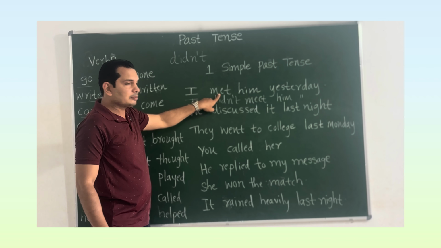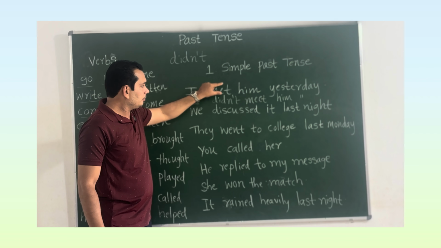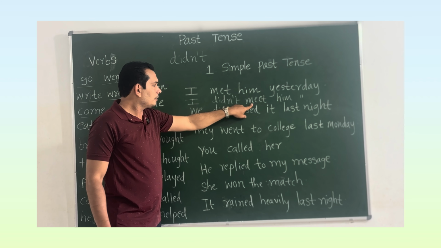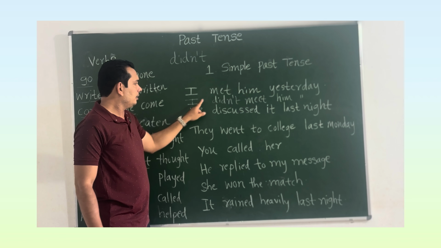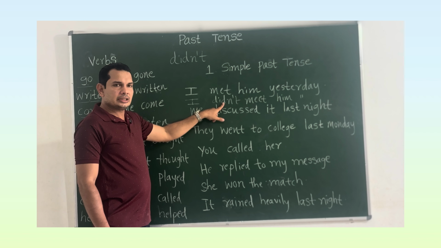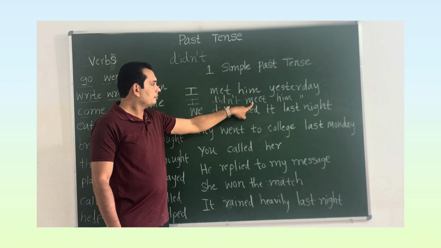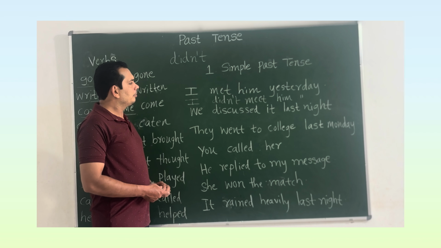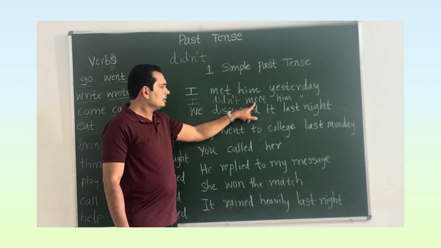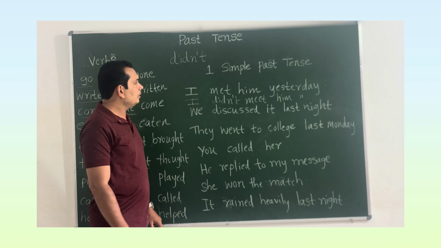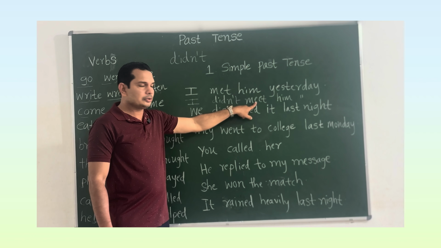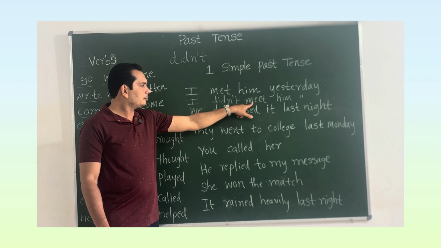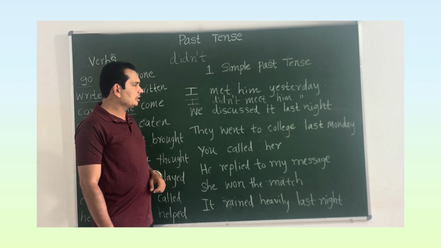Here, second form of the verb, past form of the verb. In the negative sentences, we use the first form of the verb, didn't. We can't say I didn't met. After writing the auxiliary didn't, we must write the first form of the verb or the base form of the verb. Many people make this mistake while writing sentences in the simple past tense. They use the second form of the verb or past form of the verb after didn't. If you write the second form of the verb after didn't, it's grammatically incorrect.